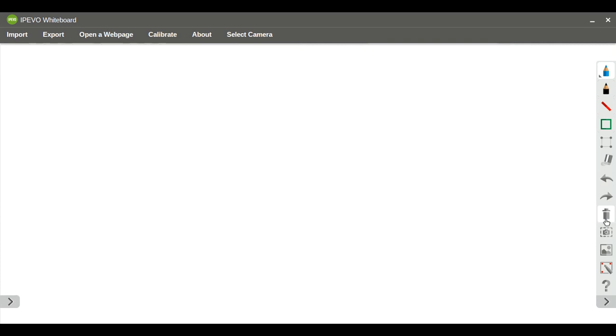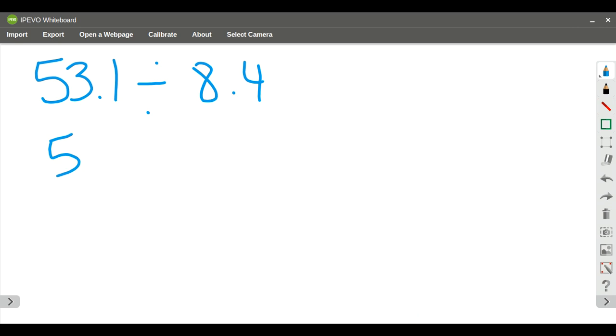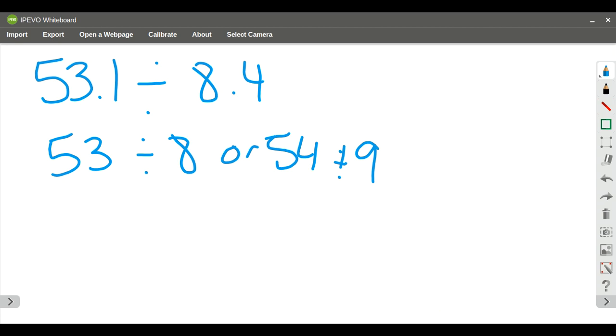Let's move into your guided practice. And so number 1 says Leo is estimating 53 and 1/10 divided by 8.4. So we have 53 and 1/10 divided by 8.4. And they said, do you think he should use 53 divided by 8 or 54 divided by 9 as his estimation? So which one is going to be the better estimate? So if I were to use rounding on this one and I rounded to the nearest whole number or rounded to the 10.